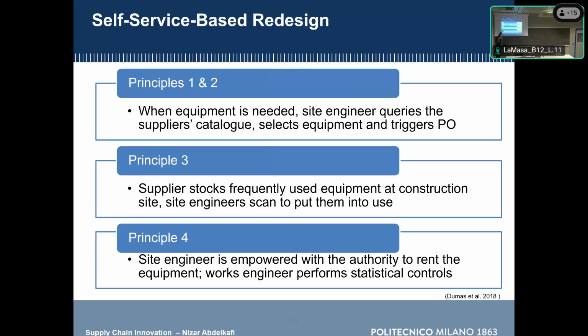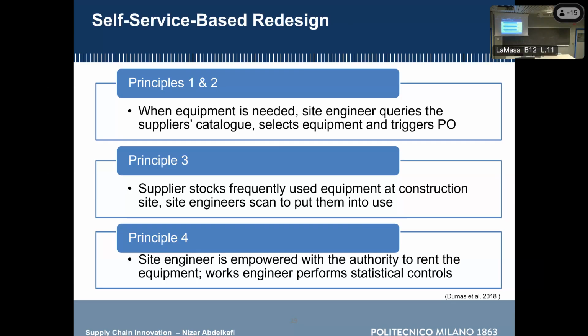Now, principle 3 is to push the work onto the supplier, the actor that has the incentive to do it. Suppliers stock frequently used equipment at construction sites. Site engineers scan them to put them in use. And then principle 4: the site engineer is empowered with the authority to rent the equipment. The works engineer just performs statistical controls. So instead of the works engineer approving everything, the works engineer is now just doing statistical control. Let's say every fourth equipment rental, the works engineer checks once whether it is okay or not. In this way, we are able to improve the process that we discussed before.